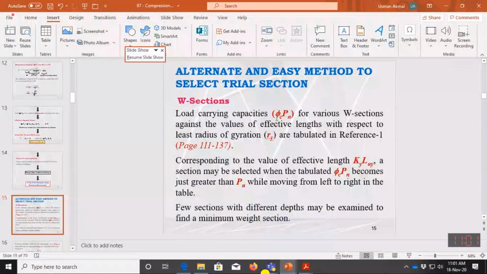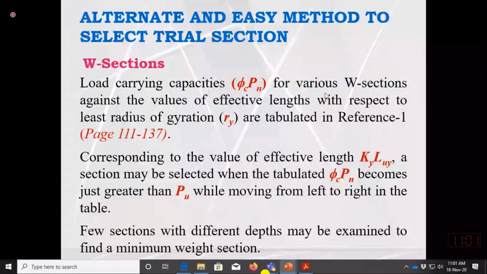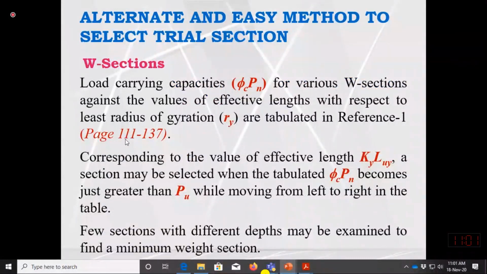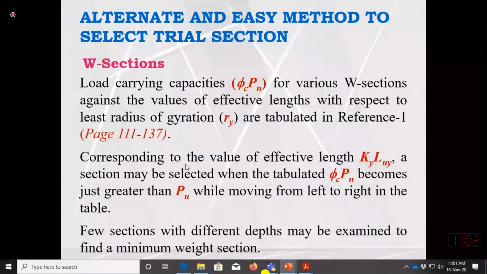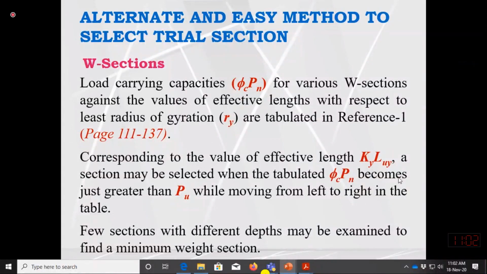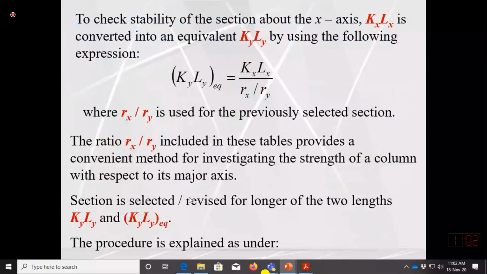The load carrying capacity phi Cr in kilonewton for various W sections against the value of effective length, with reference to the least radius of gyration, which is about the y-axis, are tabulated in reference 1, given from page number 111 to 137. So corresponding to the value of effective length KL, a section may be selected when the phi Cr value, which is given in any column, is more than or equal to our factored compressive force. I will explain this slide later, because we are not using it at the moment.